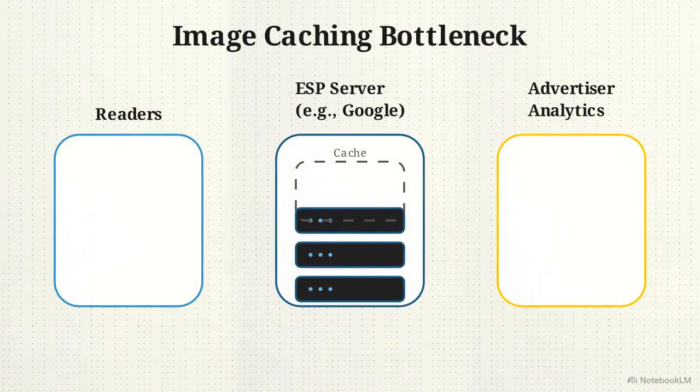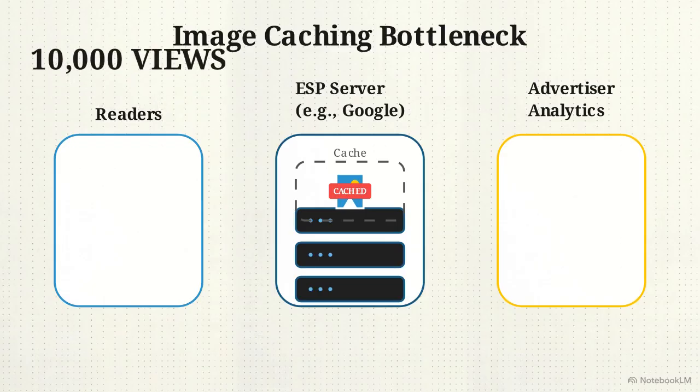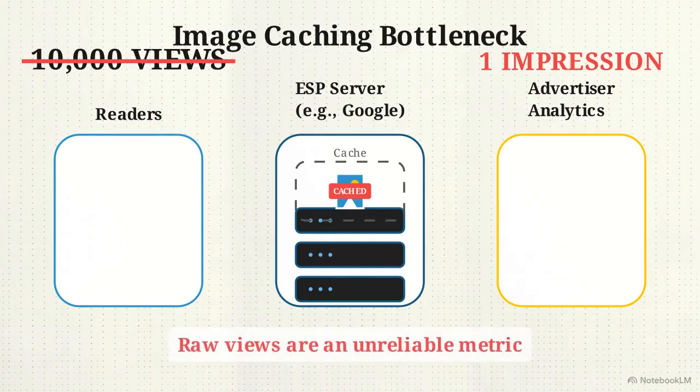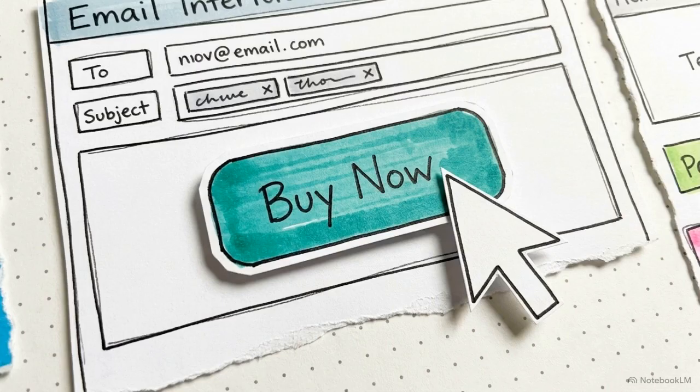Despite these advantages, some marketers avoid email advertising because of technical frictions that don't exist on social media. The first hurdle is image caching. As this flowchart shows, email clients like Google often download an ad image once and host it on their own servers. They then serve that one copy to every reader. This means if 10,000 people see your ad, your tracking software might only register a single impression. The caching process makes raw view counts an unreliable way to measure success. Because of this, email advertisers must move past impressions and judge their campaigns based on intent-driven metrics, like clicks and actual conversions.